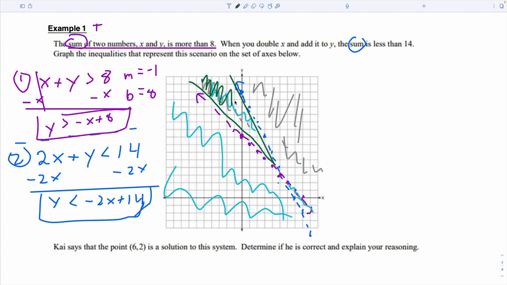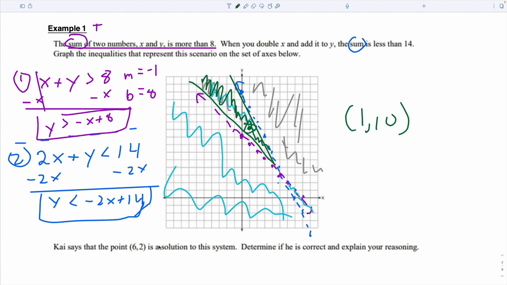Felix, what point could I use to find a solution for it? Over 10? Or 110? 1, 2, 3, 4, 5, 6, 7, 8, 9, 10, right about here. Yeah, that works.